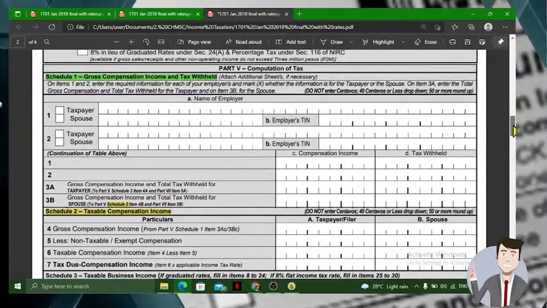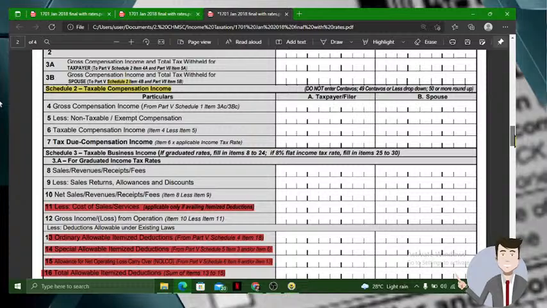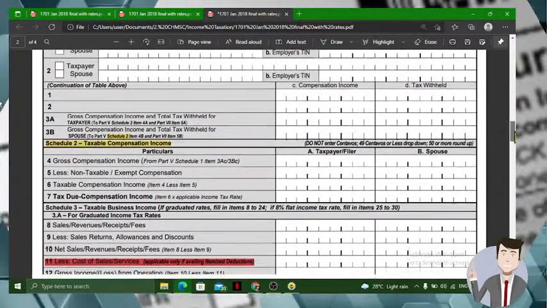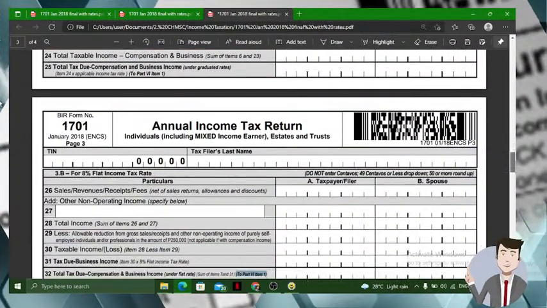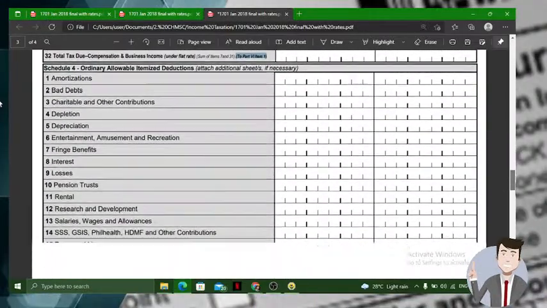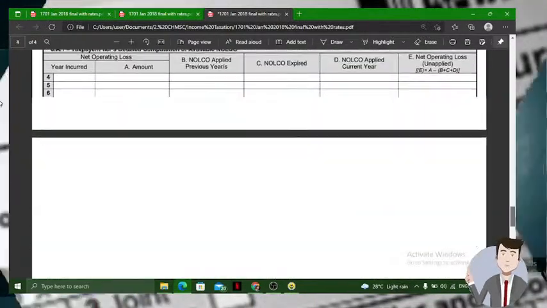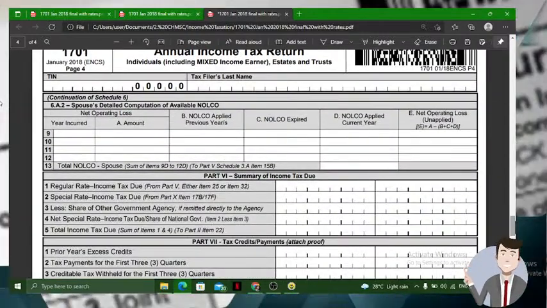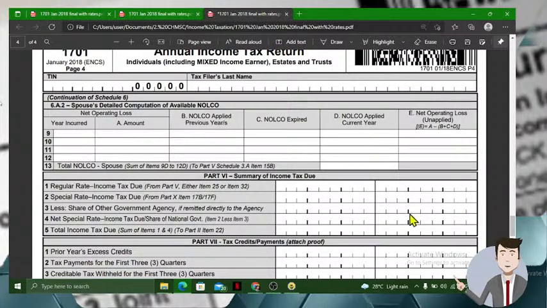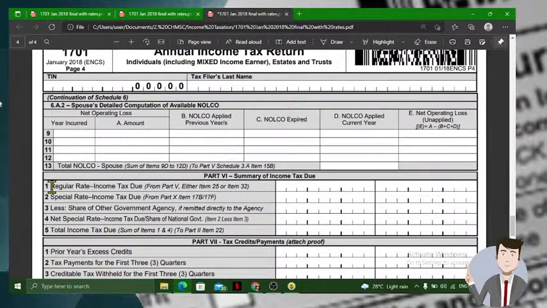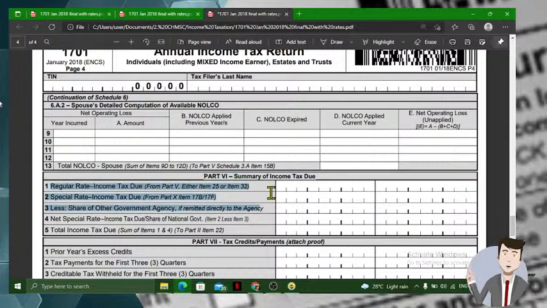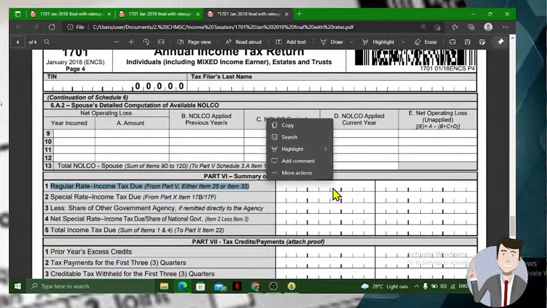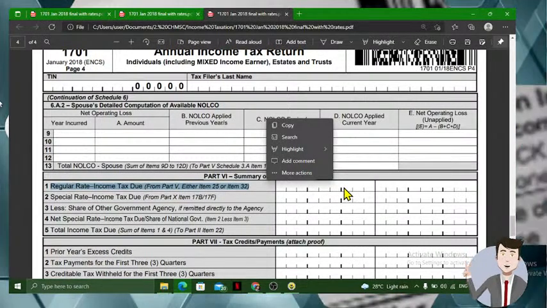Part 6, where are you? What is part 6 item number 1? Okay, part 6 item number 1, summary of your income tax due. Okay, so based on your computation, halin to gina sa item number 32. So you have to copy the figure and provide it on this column or in this row, I rather.